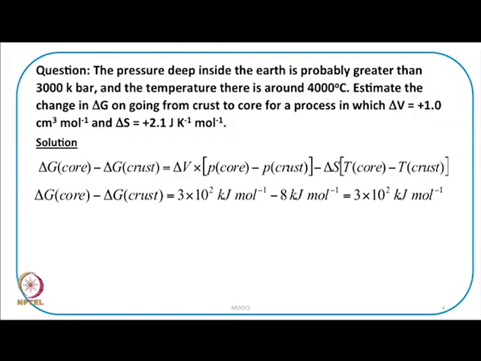So, by using the equations that we just derived, I can get delta G core minus delta G crust is equal to change in volume into P final minus P initial, and the second contribution is from the temperature dependence. This is equal to minus delta S times (T core minus T crust). For P core minus P crust, I simply use approximately 3000 kilobar, and for T core minus T crust, I approximately use 4000 degrees centigrade. Then I can get the value of 3 into 10 raised to the power 2 kilojoules per mole. That is the answer that we are getting.